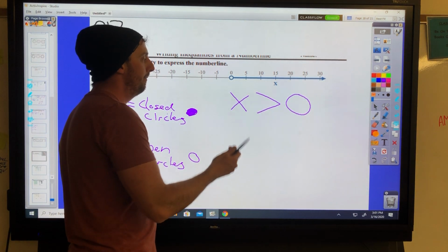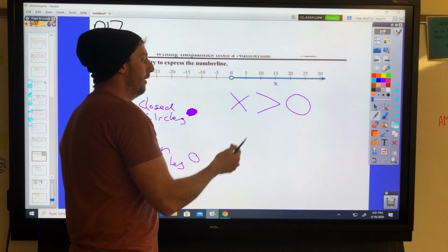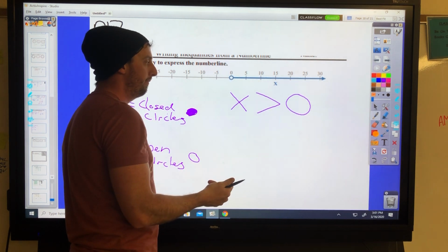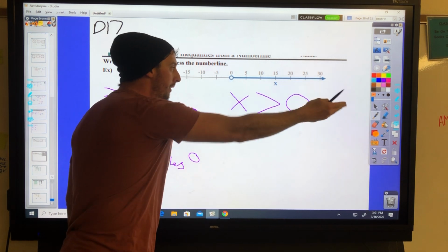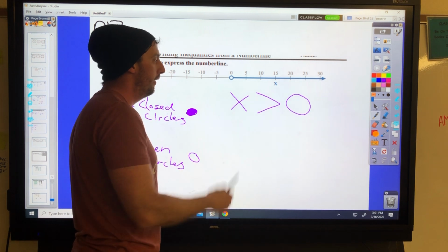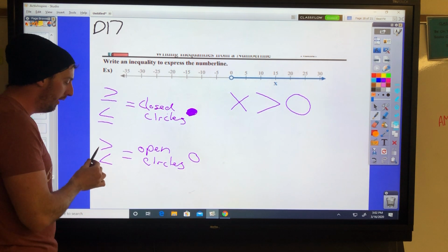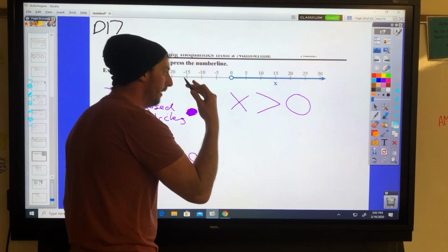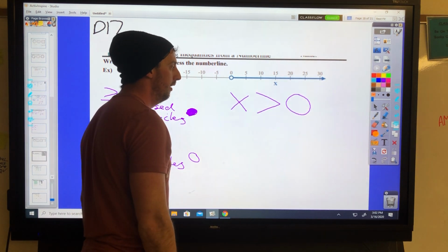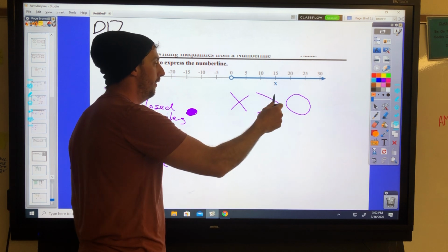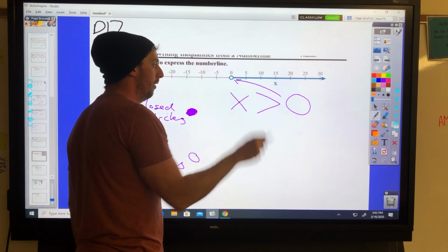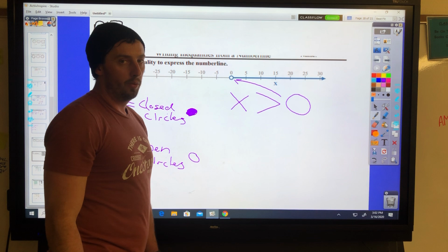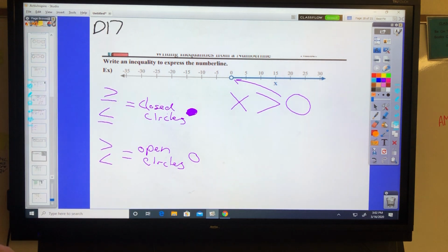How I got that? It started on 0, so that's my x. Any number that's greater than that going to the right. Since it's an open circle, I have to use a greater than or less than symbol. So I know that it's greater than because it's anything more than x. So x is greater than 0. Cool. All right. Day 18. Wow, we're really moving here.